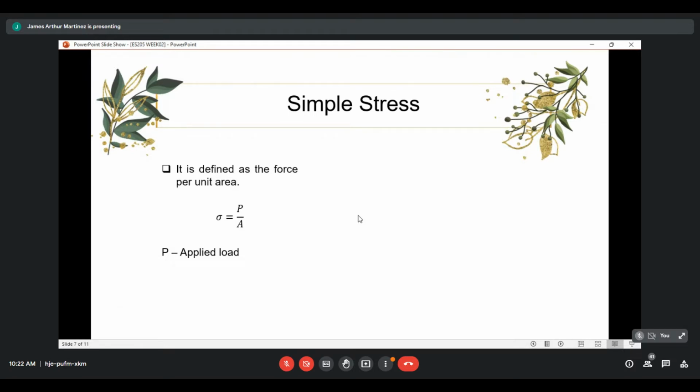So simple stress, also known as the normal stress, is defined as the force per unit area. So stress as a whole is defined as a force per unit area. That's why the formula for stress is force divided by area, or P over A. So stress is designated by the Greek letter sigma, where P is the applied load and A is the cross-sectional area.